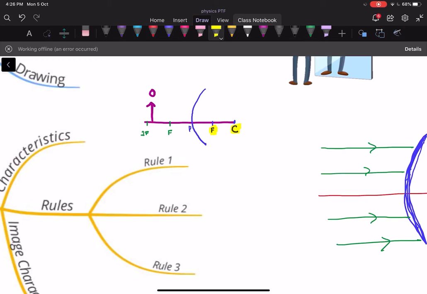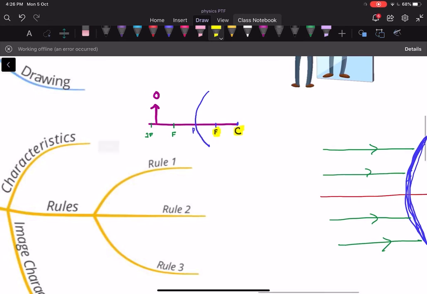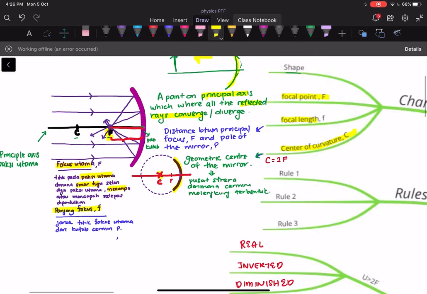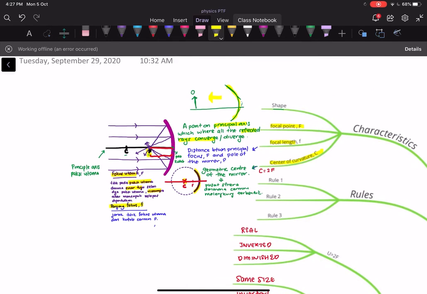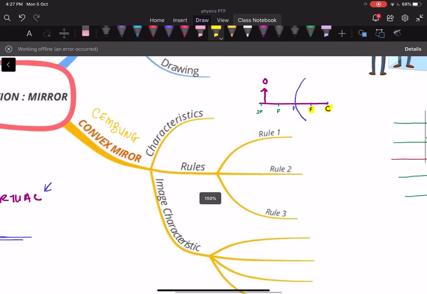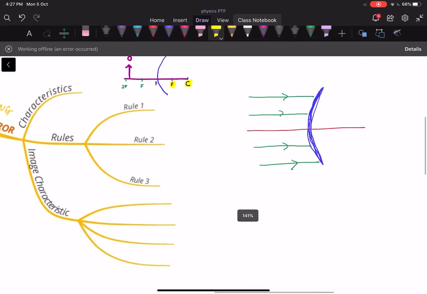Now, let me go back through the cermin cekung. We have also learned what exactly a focal point, or fokus utama, is. Titiknya adalah titik pada paksi utama di mana sinar tuju selari dengan paksi utama menumpu ke atas satu titik. And I said dia tak akan mencapai keluar, ataupun dia tak akan diverge. Kenapa ya? The diverging does not occur on this mirror, but it will happen on your convex mirror, or cermin cembung.